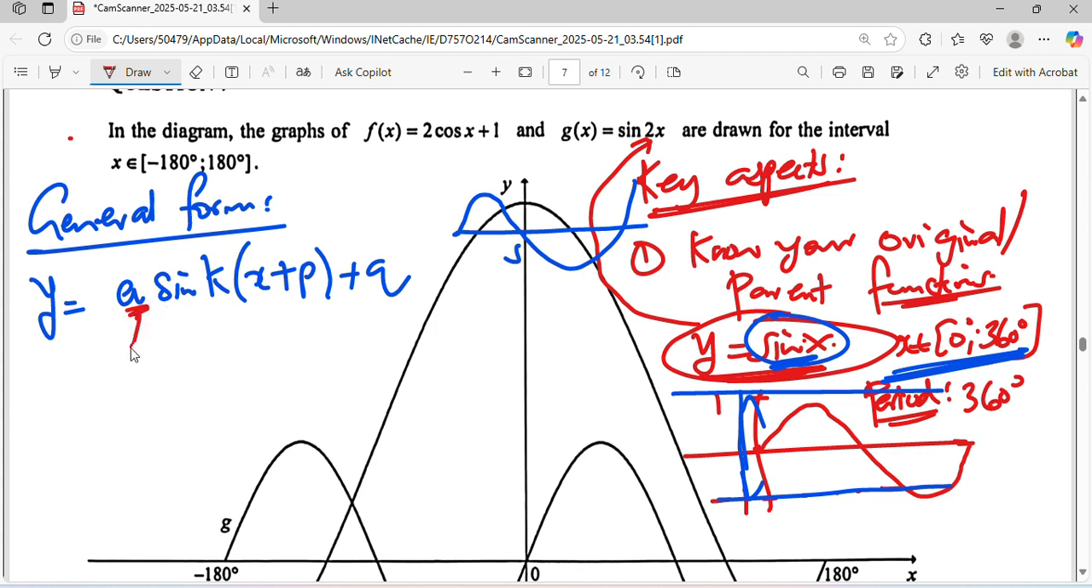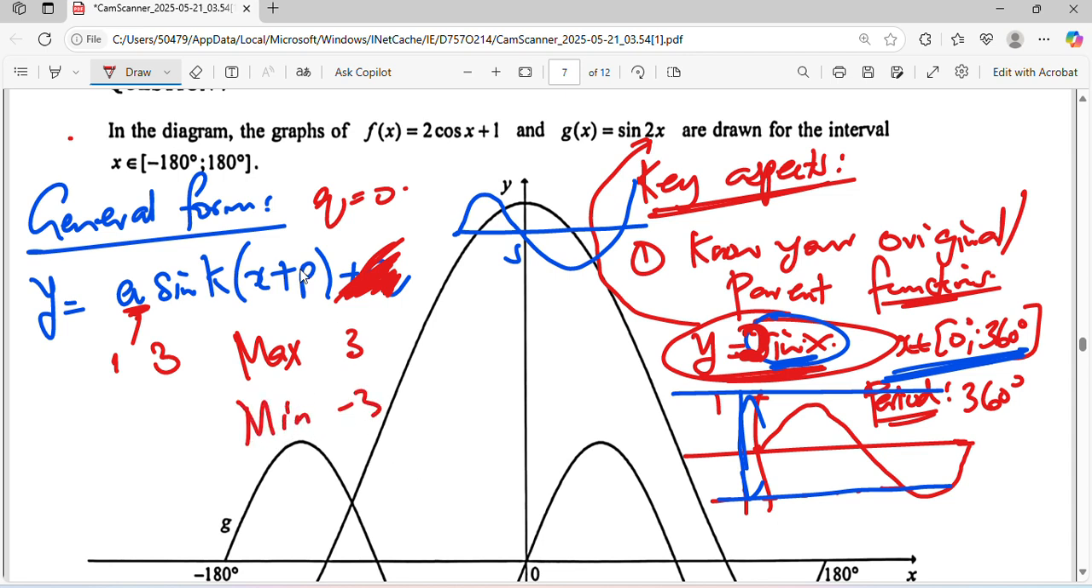The a here, the number in front, is going to tell you the maximum of the function as well as the minimum, in most cases, if there is no q, if there is no shift, if q is 0. Let's say it's 3 here and there is no q, it's going to tell you that the function has a max of 3 and a min of minus 3. Please take into consideration if q is 0.